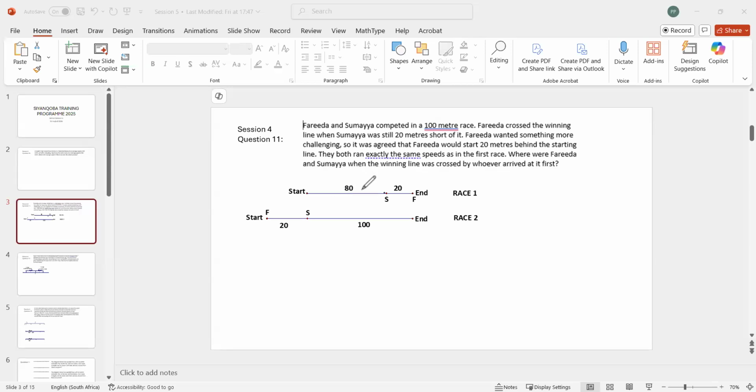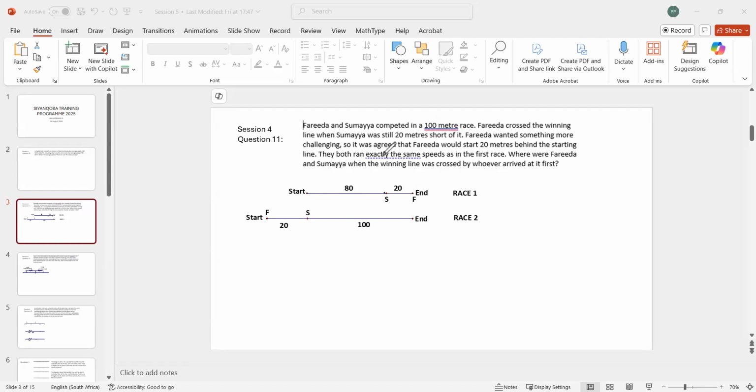Okay. So in other words, whenever Farida travels 100 meters, Sumaya will travel 80 meters. So that tells you the relative speeds also. It means that Sumaya's speed is smaller than Farida's because she does 80 and the other one does 100. So it's 80 over 100 or 80% of Farida's speed. So Sumaya only travels at 80% of Farida's speed. Okay, let's go on here.